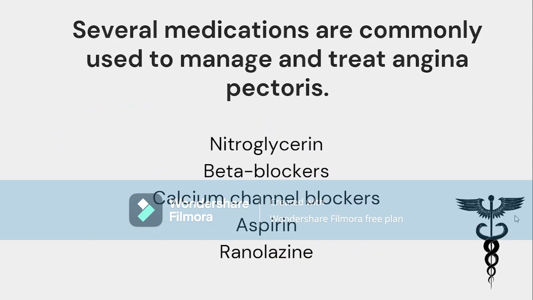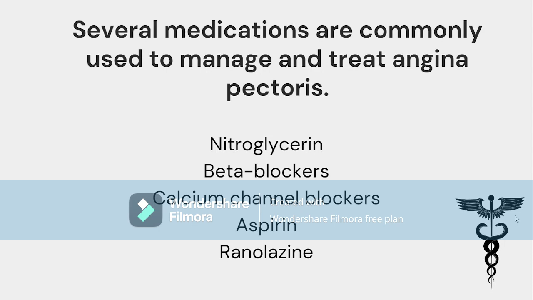First drug is nitroglycerin. Nitroglycerin is a medication that helps relieve angina symptoms by relaxing and widening the blood vessels, allowing more blood to flow to the heart, and it can be taken as a tablet or as a spray under the tongue. Nitroglycerin provides quick relief for acute angina episodes and can also be used preventively before engaging in activity that may trigger angina.